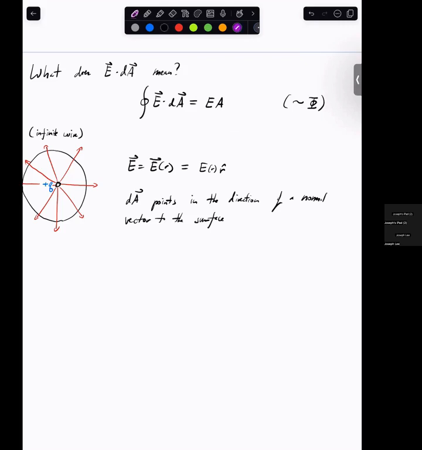I'm going to draw the normal vector in purple. On the sphere, the normal vectors on a little infinitesimal part would point straight up like this, in the r hat direction. So you'll notice, because dA points in the r hat direction and E points in the r hat direction, the dot product of E dot dA is really easy to calculate.